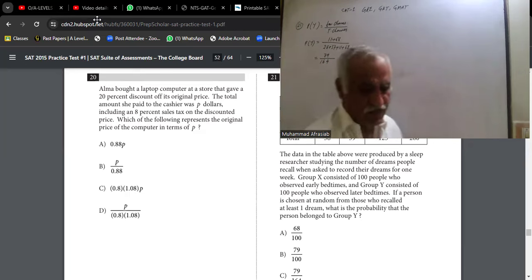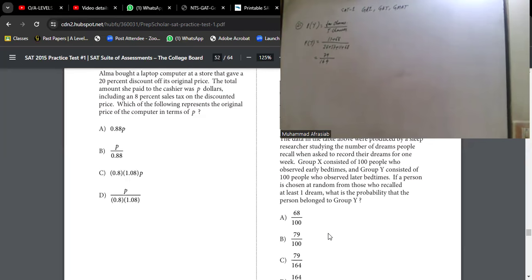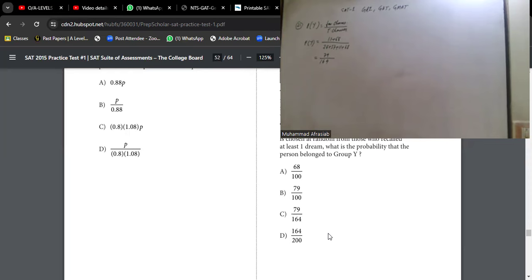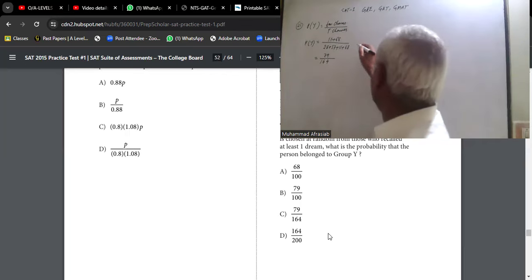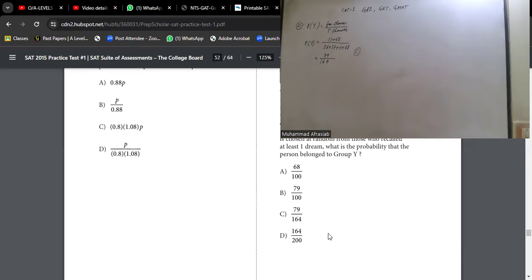We will have to look at the selection. A is 68 over 100, not there. B is 79 over 100, not there. C is 79 over 164. So 79 over 164 is the choice C for this question number 21.